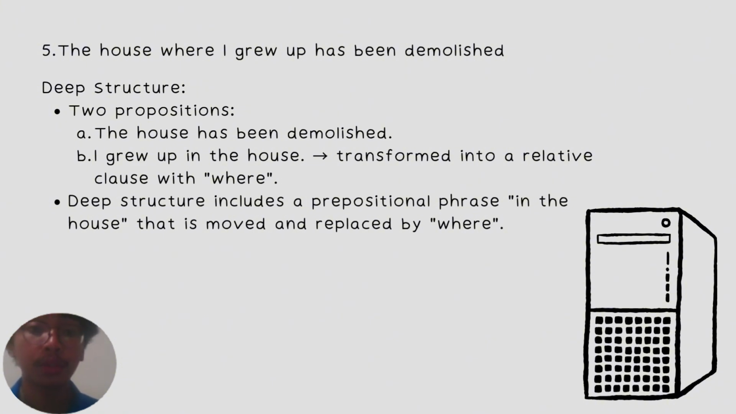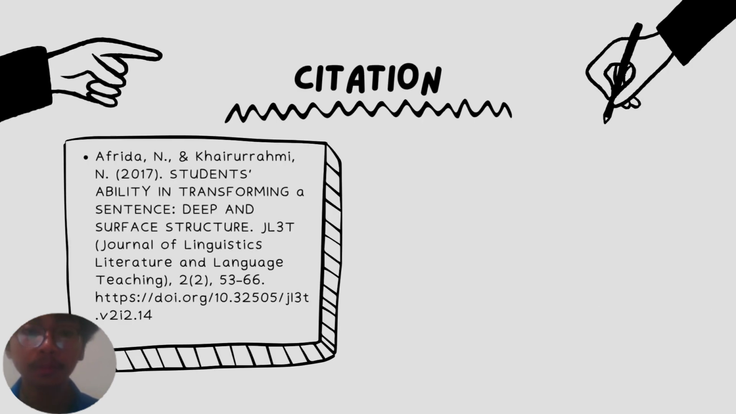So what about the deep structure? In the sentence, there are two propositions. The first one is the house has been demolished. The second one, I grew up in the house, transformed into a relative clause with where. And then the second explanation is that deep structure includes a prepositional phrase in the house that is moved and replaced by where. This is the citation about deep and surface structure that I had been talking about earlier.